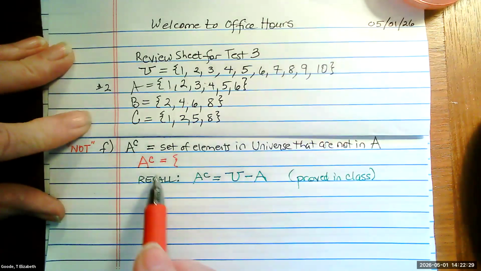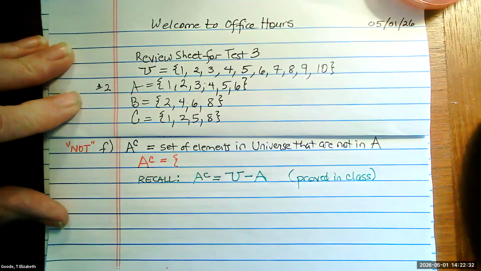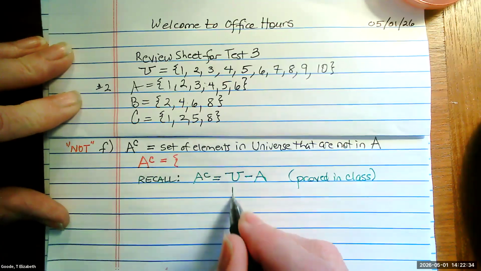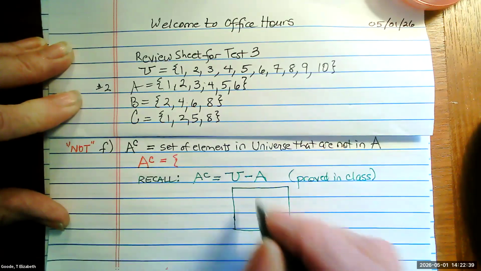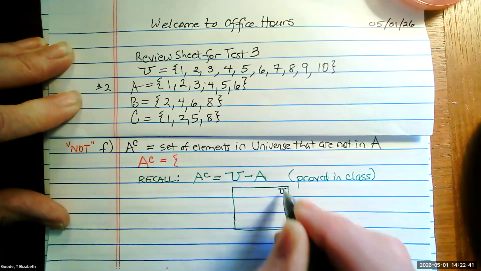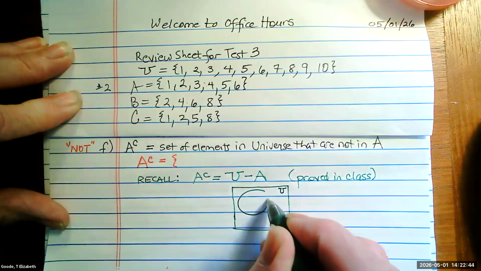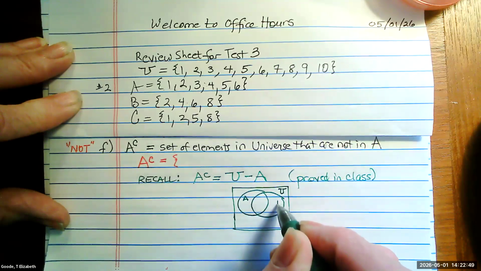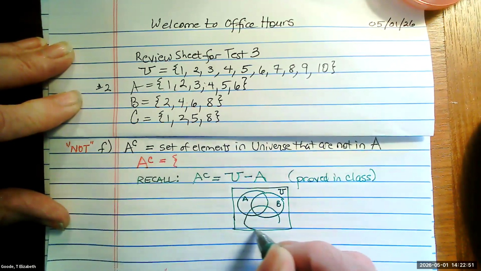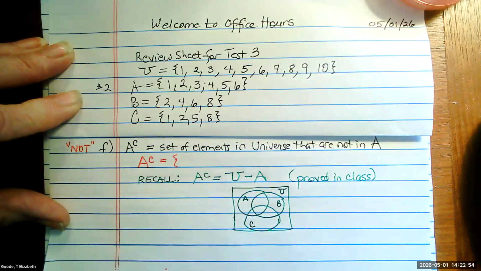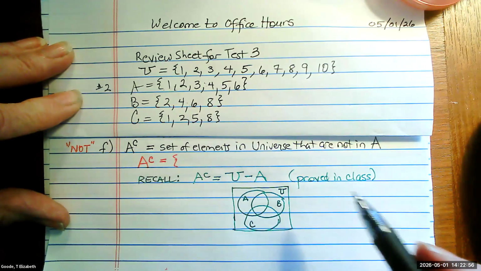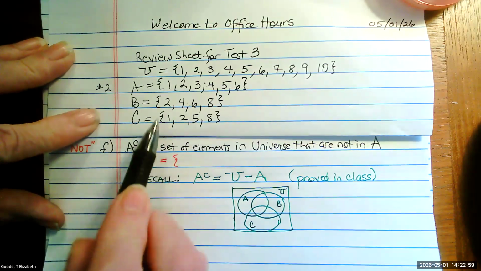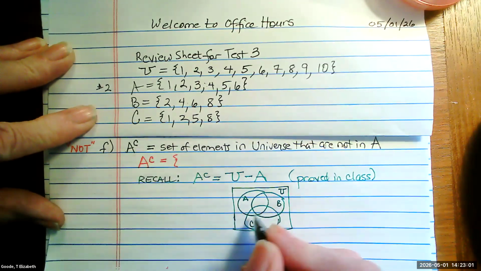So you start with the universe, and subtract away everything that's in A. If we drew a Venn diagram, then it's just 7, 8, 9, and 10. So if this is our universe, and here's A, and here's B, and here's C, we can put the elements in the appropriate places. One is in both A and C.